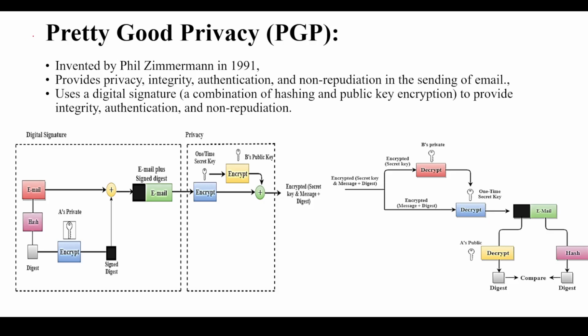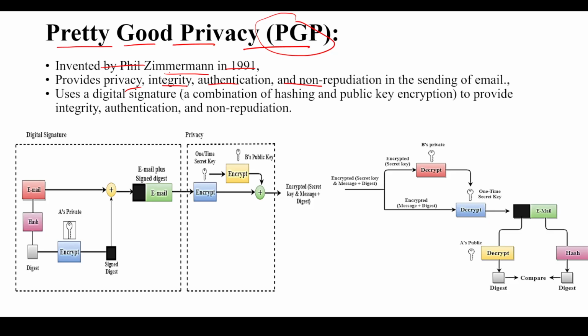In this session, we will see one more important algorithm, that is Pretty Good Privacy, PGP. This algorithm is basically providing privacy, integrity, authentication, and non-repudiation in sending email. Means for email security, we are using the PGP algorithm, or you can say the protocol. This algorithm was invented by Phil Zimmerman in 1991, which is a very important algorithm because it is providing, as mentioned, security, privacy, integrity, and all.